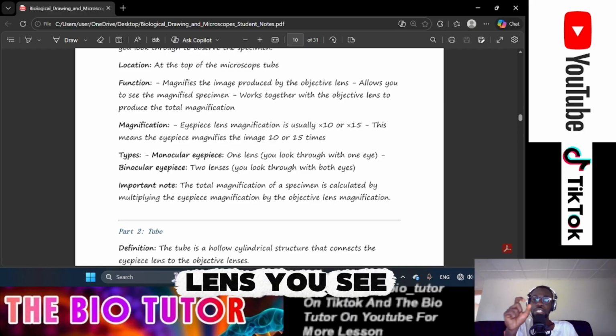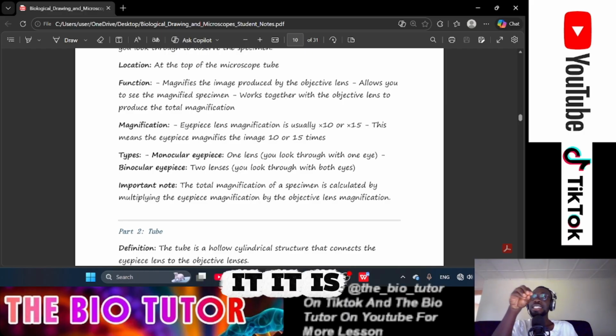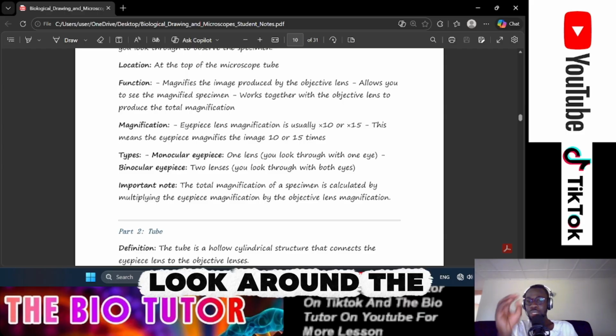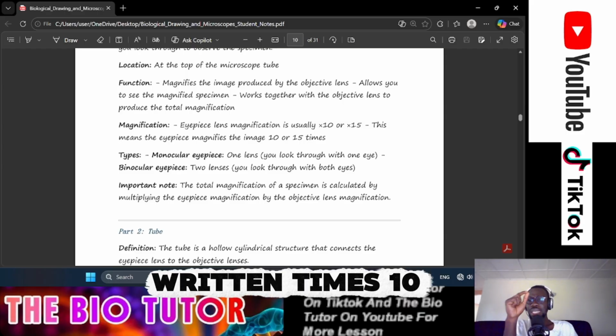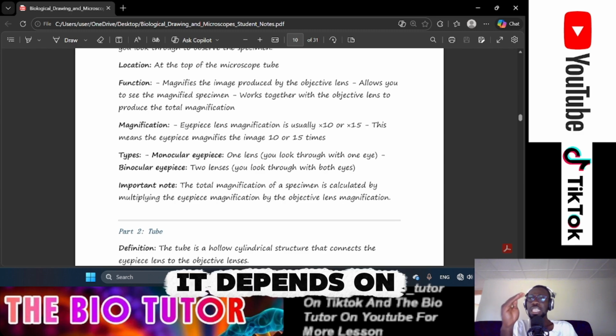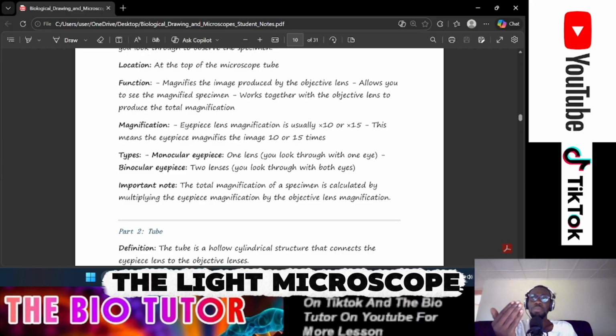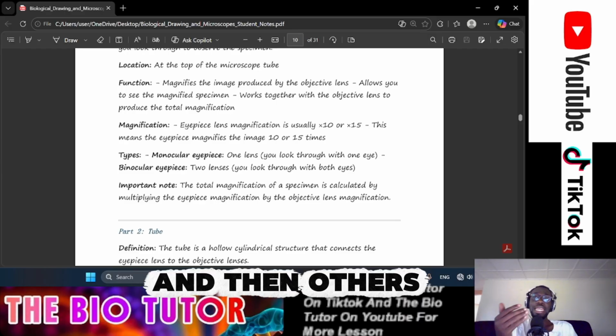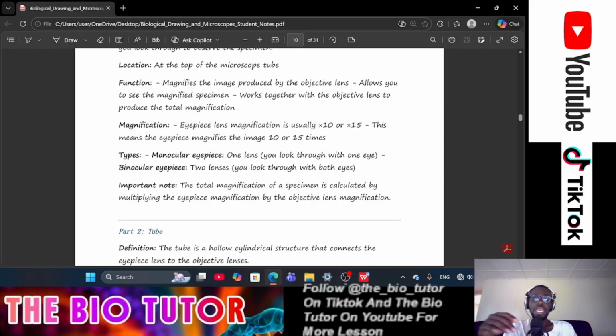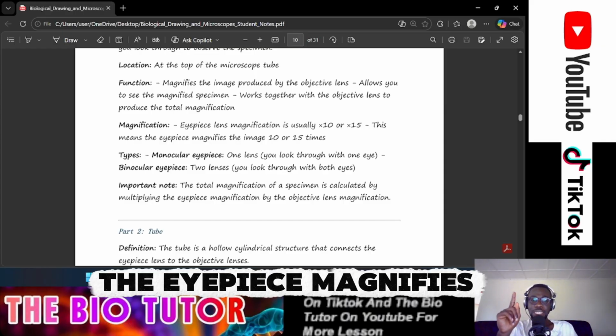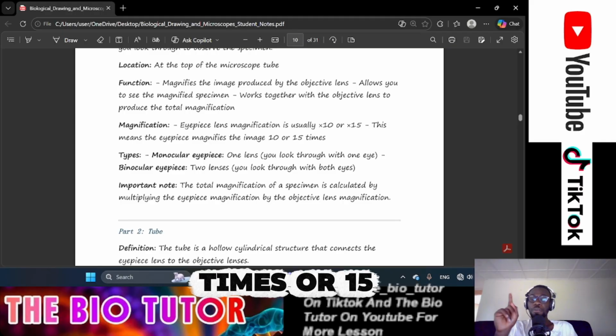So when you look around the eyepiece lens, you see they have written times 10 or times 15. It depends on the kind of work you are doing. You meet some light microscopes which have an eyepiece lens of times 10, and others have an eyepiece lens of times 15. This means the eyepiece magnifies the image 10 times or 15 times. So only the eyepiece is magnifying the image that many times, not the whole microscope.